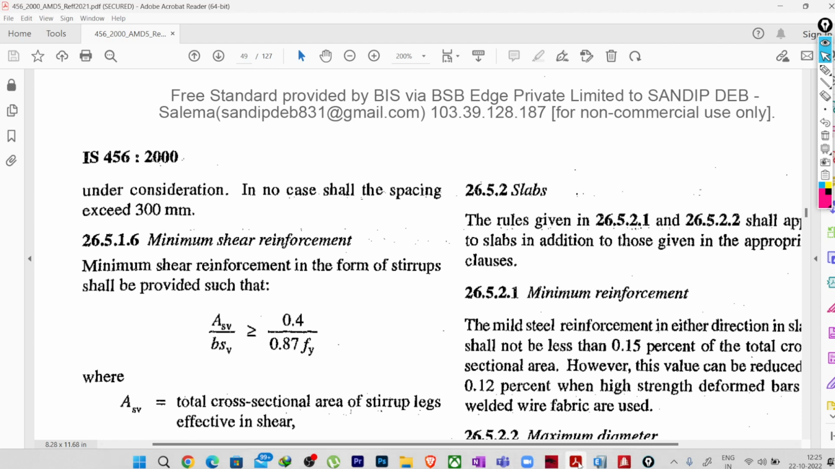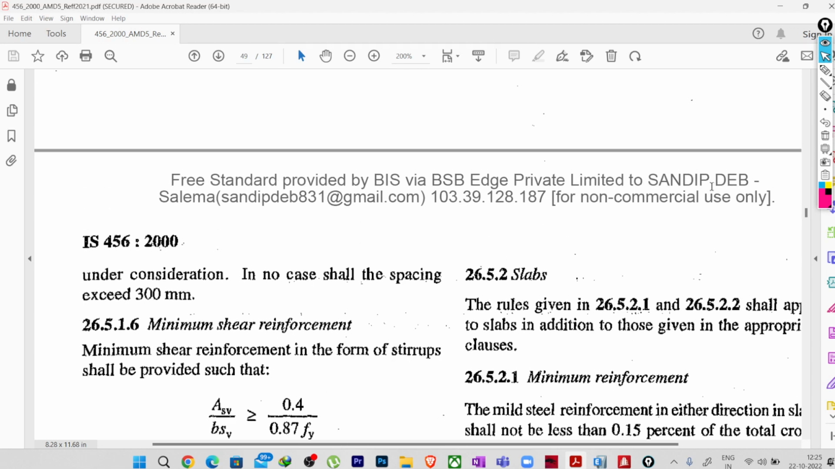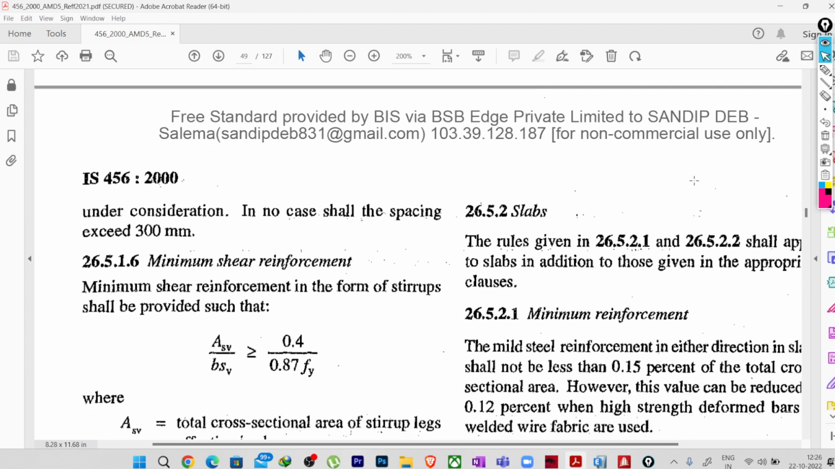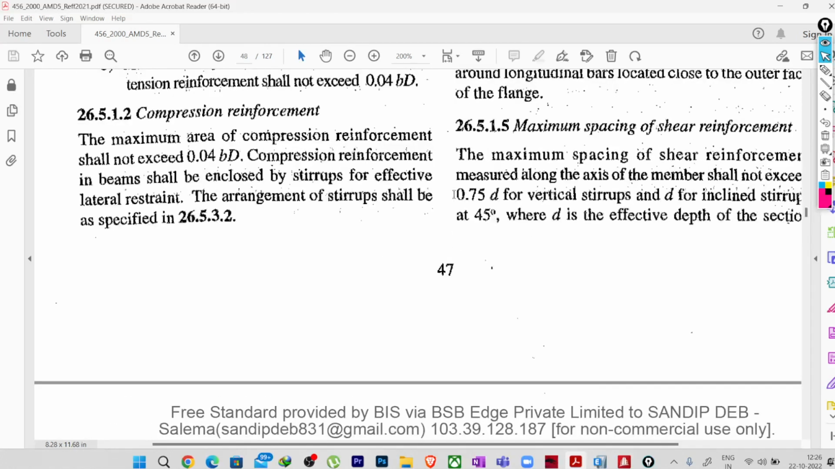It doesn't matter whatever value you are getting here. If your analysis value is less than all these three, then you will be providing the spacing required as per the analysis. But if it is more than that, then you need to provide as per this limiting criteria.